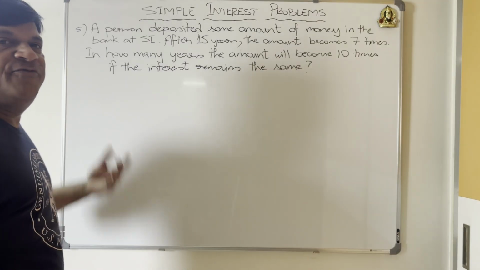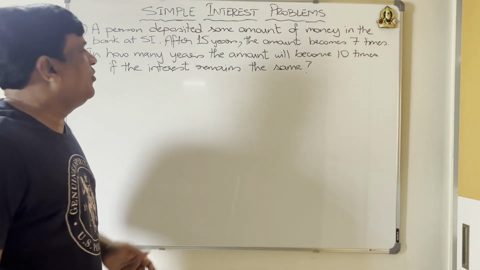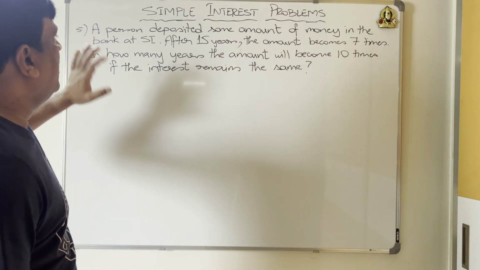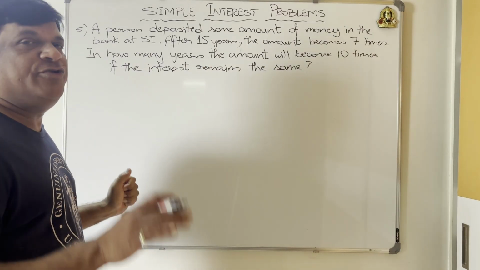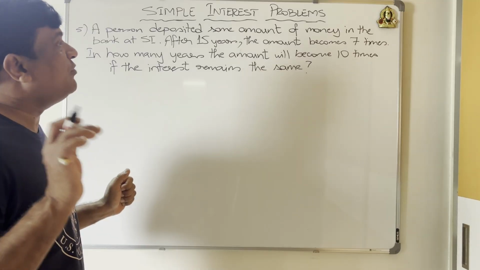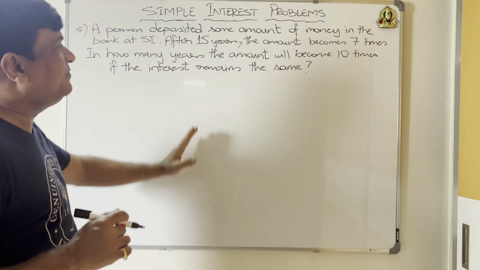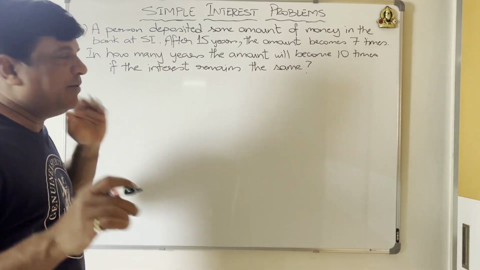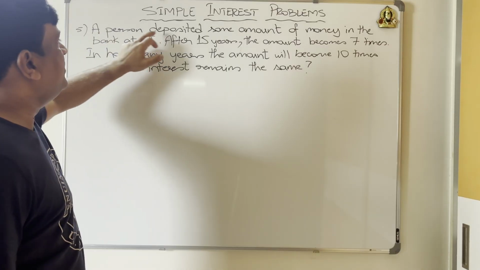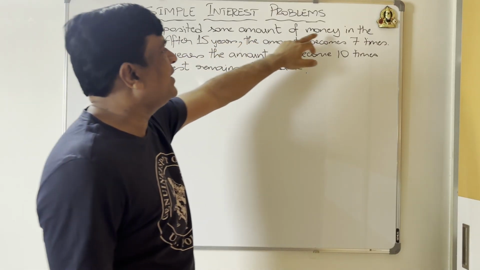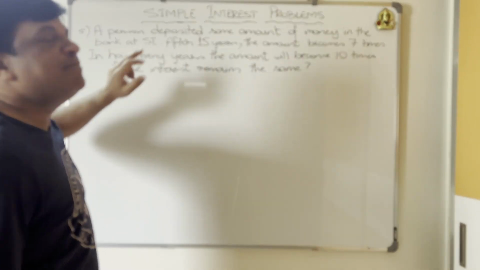One more problem with a different variation altogether. Okay. So let's read the problem. While reading the problem, you need to ensure that the data is being collected to solve the problem. Remember that one. Okay. A person deposited some amount of money in the bank at simple interest.